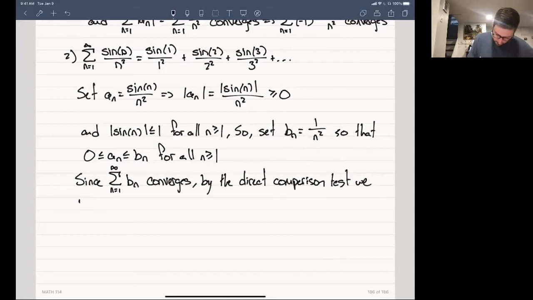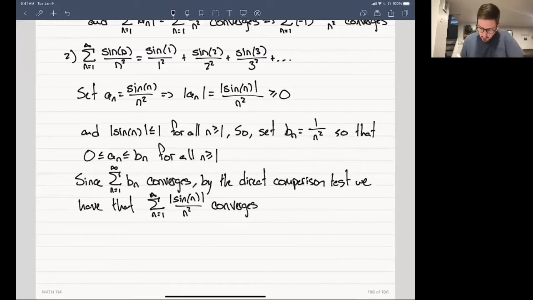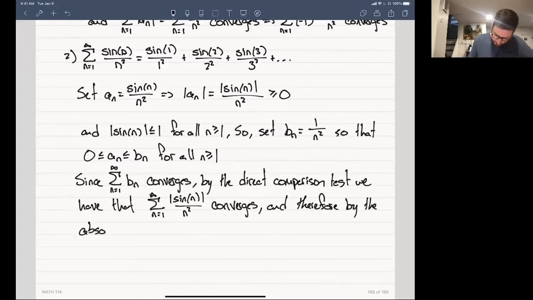we have that the sum of absolute values, absolute value of sine n over n squared, converges. And therefore, by the absolute convergence test, the original sum that we started with converges too.